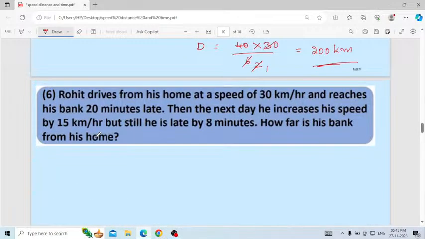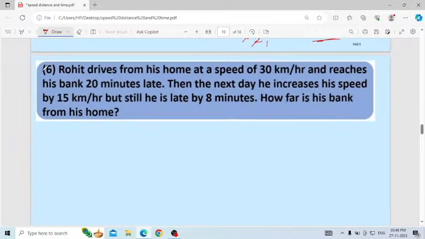Like that, one more problem is here. I will tell here whether we have to add or subtract. This is also a very important question. Same as I solved the last one. Rohit drives from his home at a speed of 30 kilometers per hour and reaches his bank 20 minutes late.